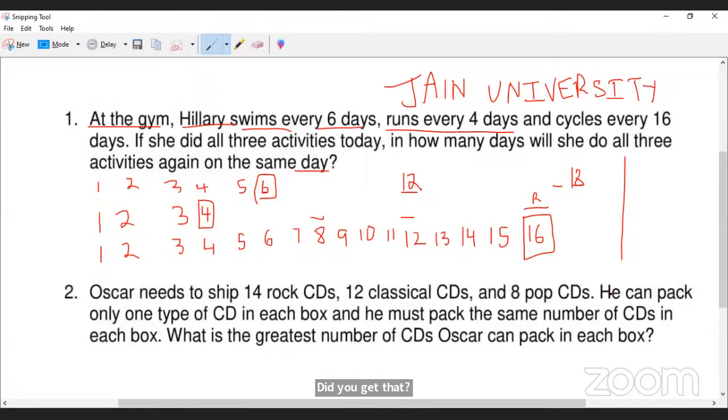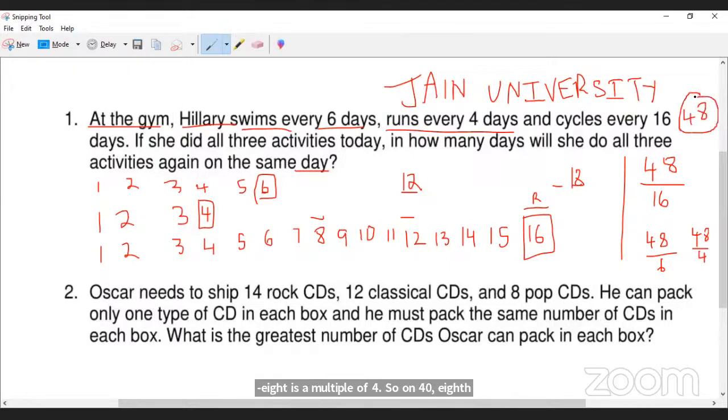Okay, so what is the multiple of 16? So which is divisible by, no, 20. It's 48. So how do we say 48? 48 is divisible by 16. It's a multiple. And 48 is a multiple of 6. 48 is a multiple of 4. So on the 48th day, she will be doing all the three together.